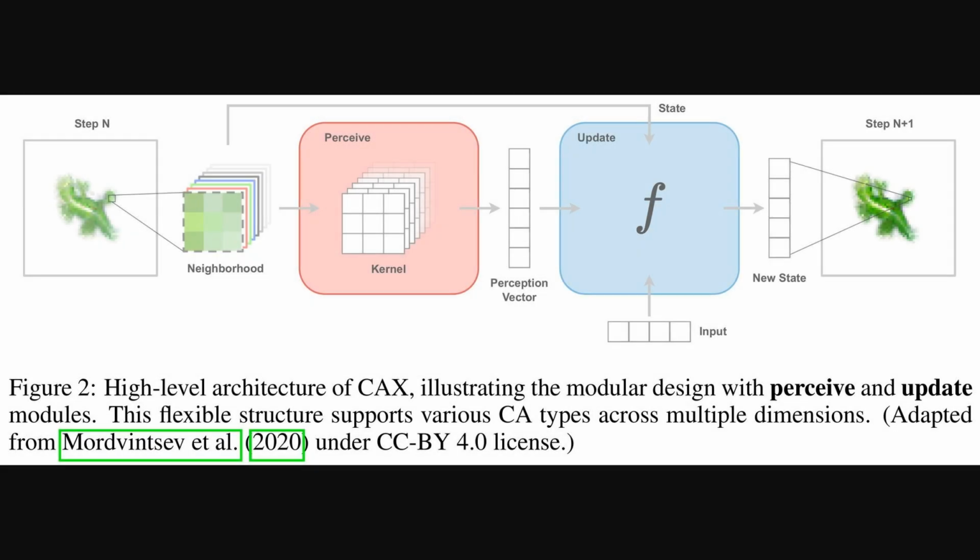Building on that versatility, this next figure illustrates the high-level architecture of CAX itself. Okay, it shows how the system processes a state at step n. First, there's a perceive module that looks at a cell's local neighborhood using a kernel. Then, an update module takes this perception, applies a function, and computes the cell's new state for step n+1. This modular design is key to supporting all those different CA types.